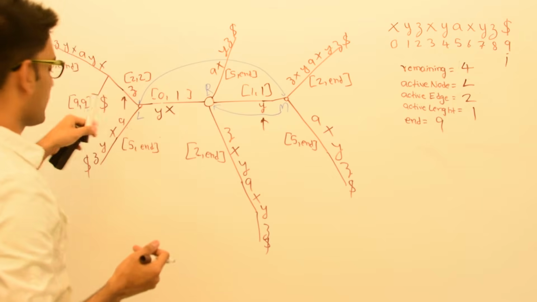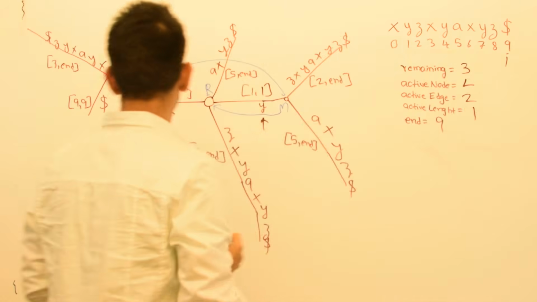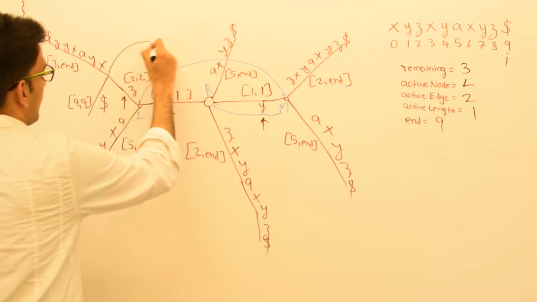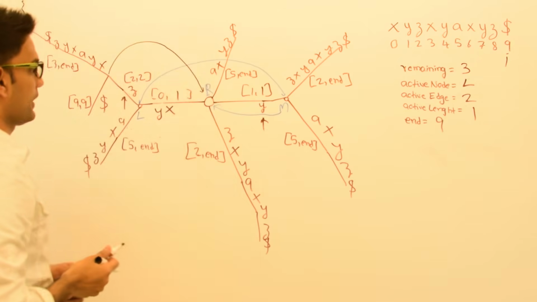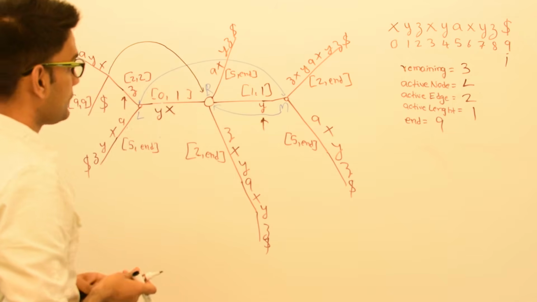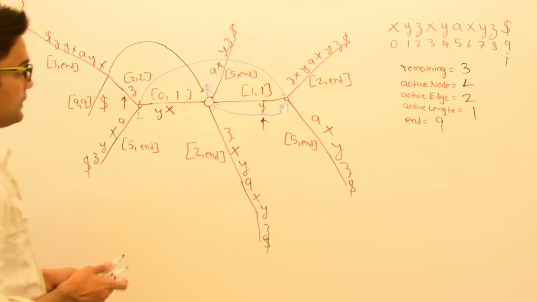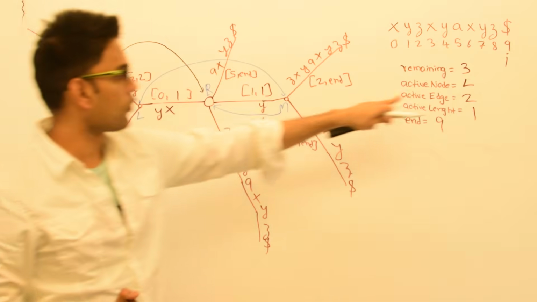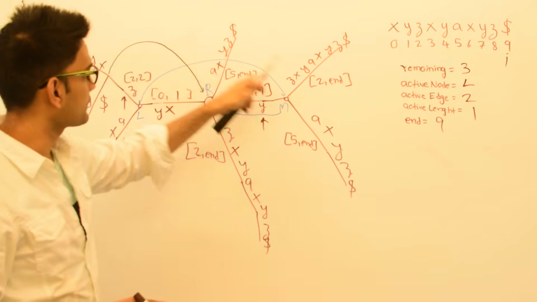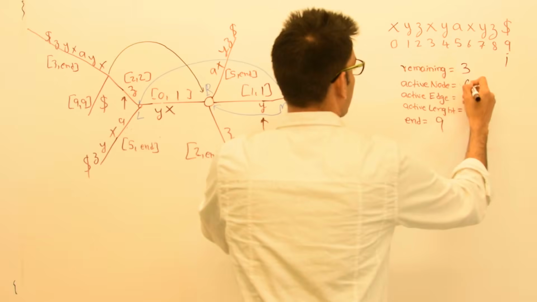Next, since we created a new leaf node, first thing we do is decrement our remaining. So remaining becomes 3. Then we talked about if a new internal node is created, first we point it to root. And if another new internal node is created, then we'll point the previous one to that guy instead of root. So then let's see where we move next. Since the active node is not root, active node is L, we directly follow the suffix link and reach this point and make this guy the new active node. So we reach M.